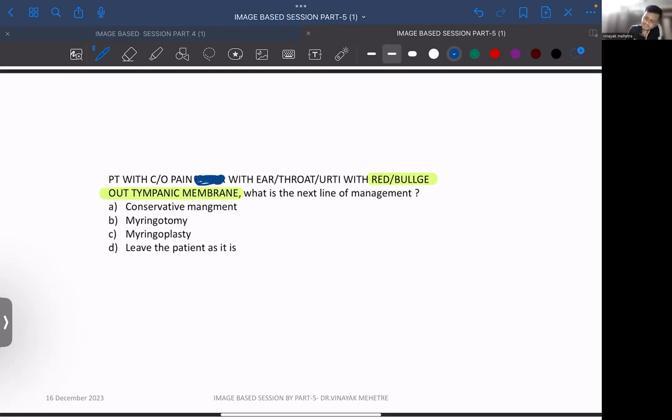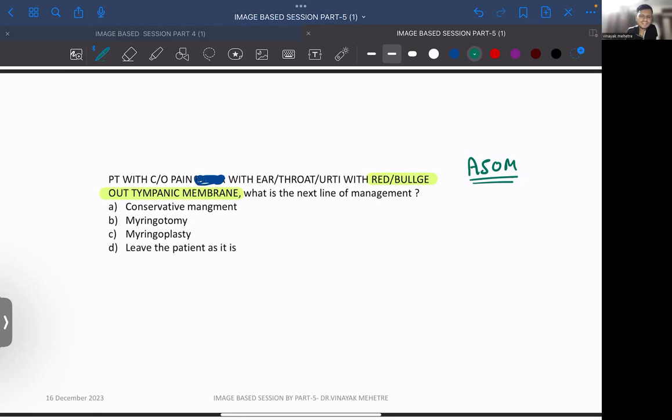First, tell me the diagnosis. It is acute suppurative otitis media. Okay, the patient had URTI. From that URTI, the organism went into the ear, and they have started causing infection in the middle ear. So it is acute suppurative otitis media.